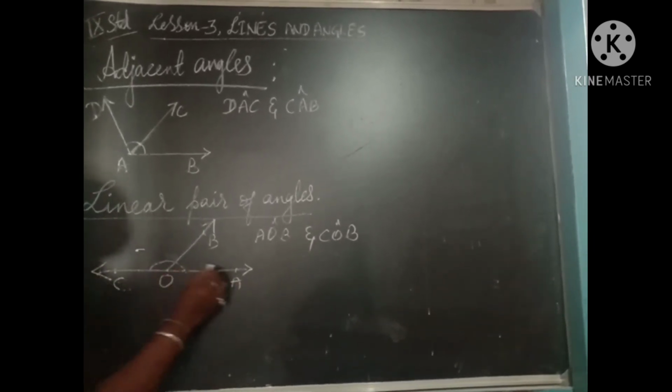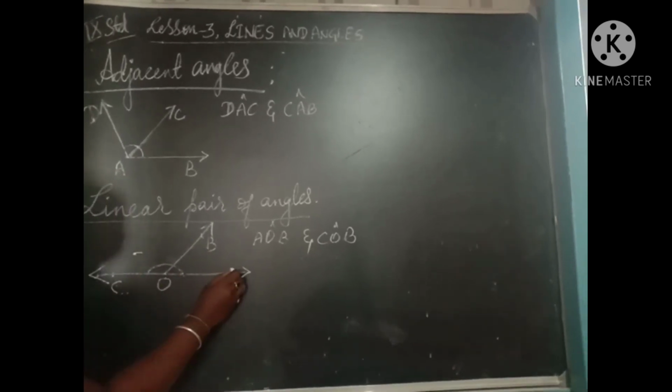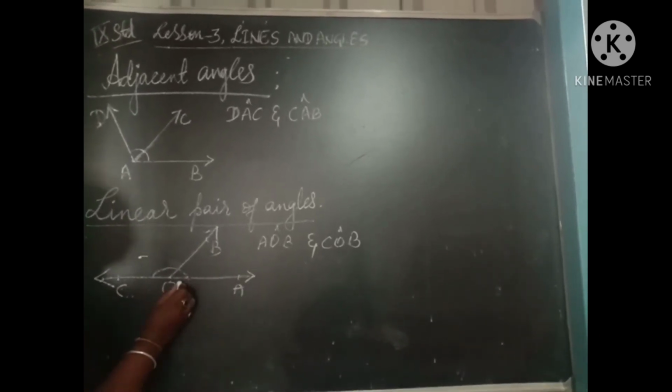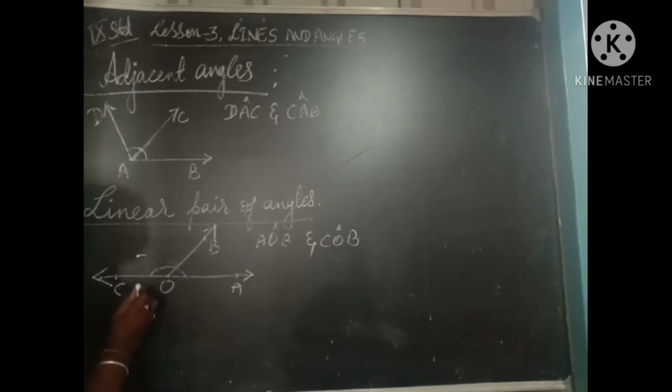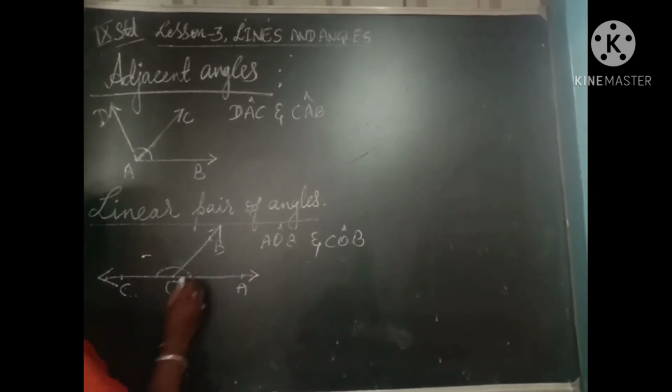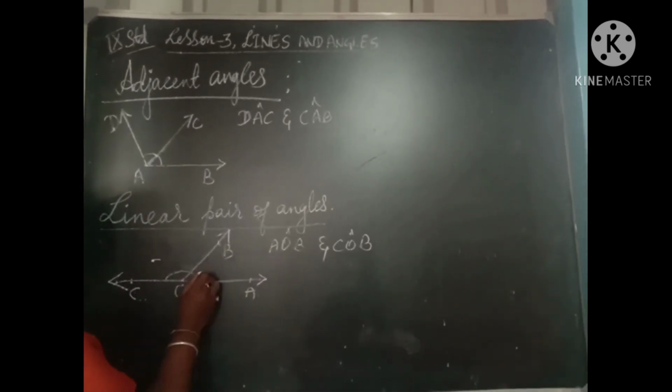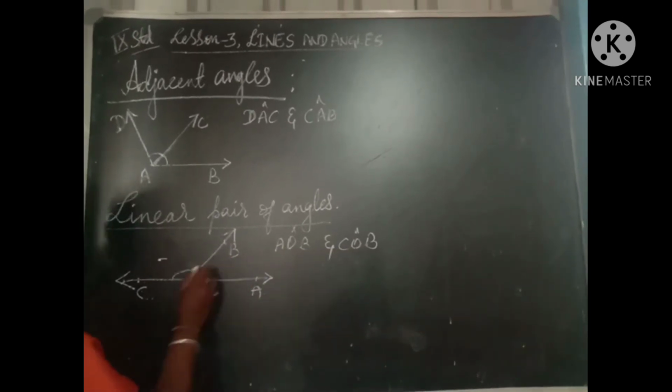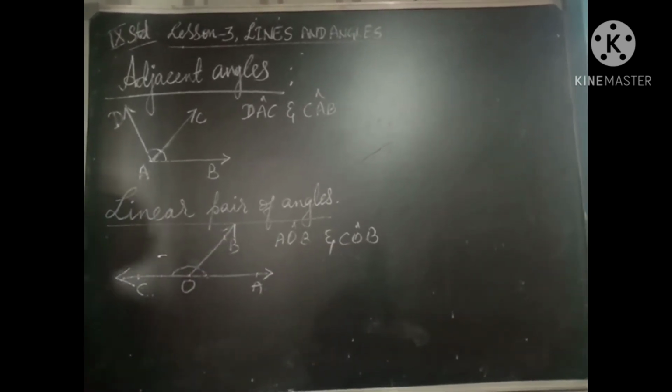They are on the line. Such angles are called linear pair of angles. Here, what are the linear pair of angles? AOB and COB are the linear pair of angles.